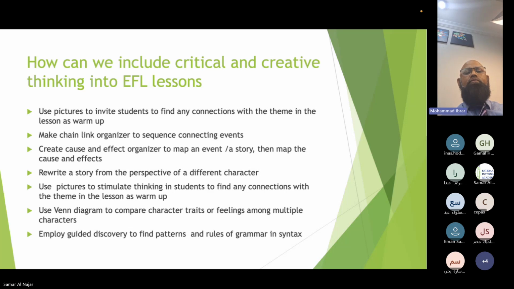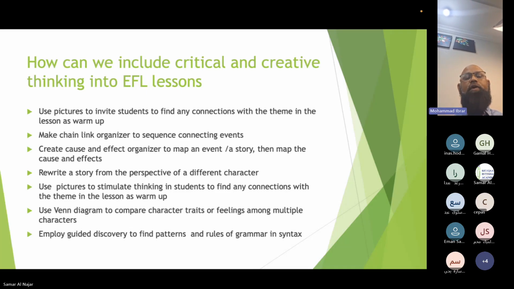Make a chain link organizer to sequence connecting events. Linkers are used to connect sentences logically. If there is a list of things, like first, after that, next, finally, these are time words which are used to link things together in order.